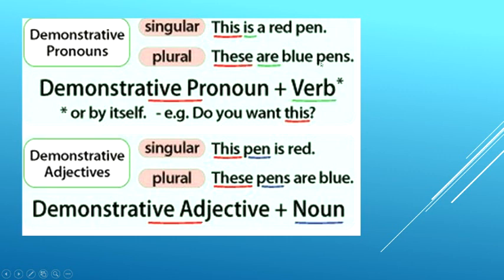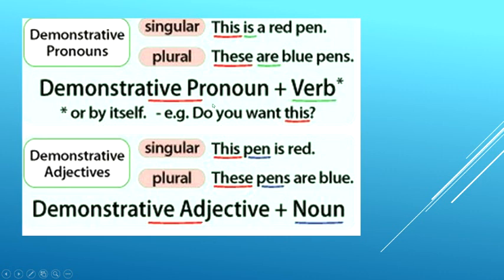These are blue pens. You should understand and keep in mind that with the words this and these, we are not using our nouns. The nouns come after the verbs. Okay? That's why this or these are demonstrative pronouns.